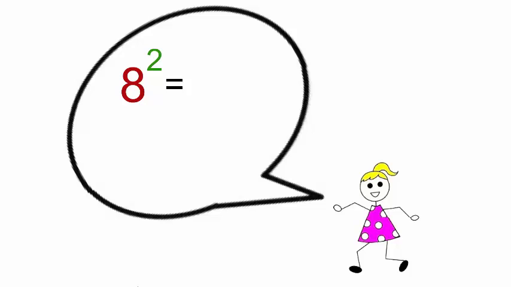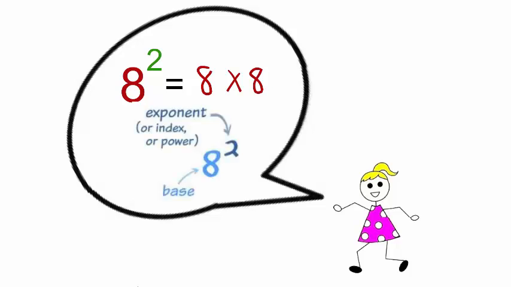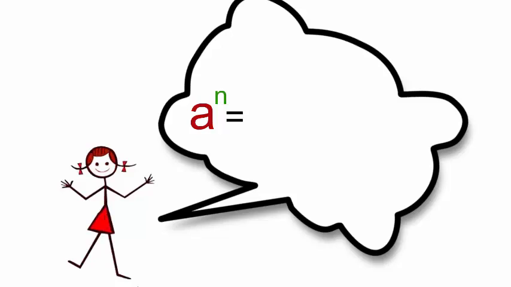So, 8 squared is equal to 8 into 8. 8 is called the base. 2 is called the exponent or index or power. A to the power of n is equal to a into a taken n times.